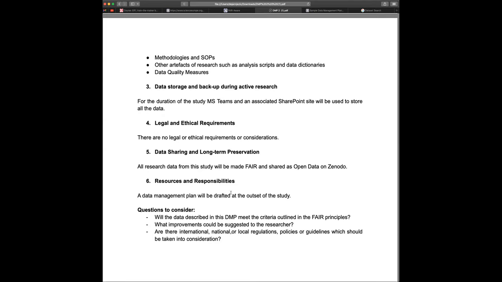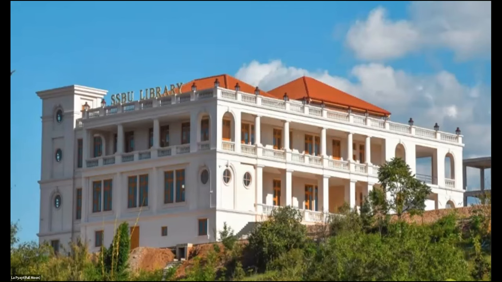We have no info on what the data steward activities will be, who is responsible for implementing the DMP, and I already said that the DMP is a live document, which is why regular updates should be delivered. So that's it from me. If you have any questions, please feel free to ask them.